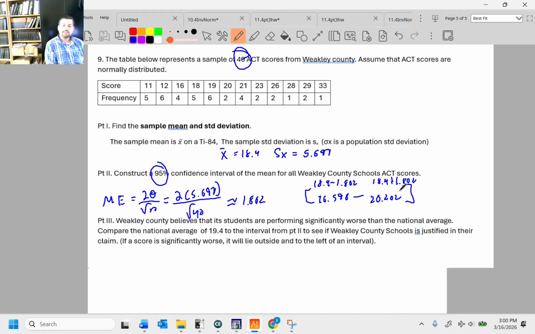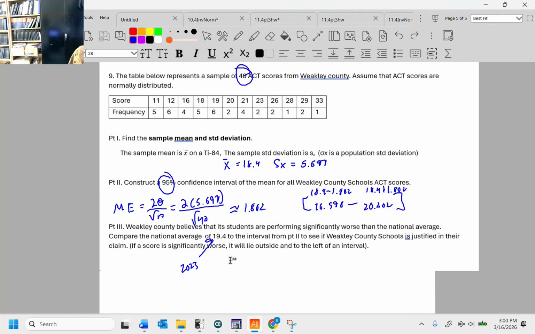All right, part 3. Weakley County believes that its students are performing significantly below, or significantly worse than, the national average. Compare the national average of 19.4, because this is from 2023, and that's what it was in 2023, to the interval from part 2 to see if Weakley County Schools is justified in their claim. If a score is significantly worse or better, it will lie outside, and to the left of, the interval. No, Weakley County is not justified in their claim because this lies within the interval.